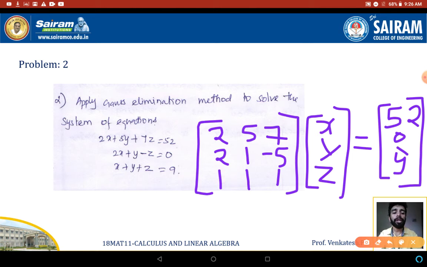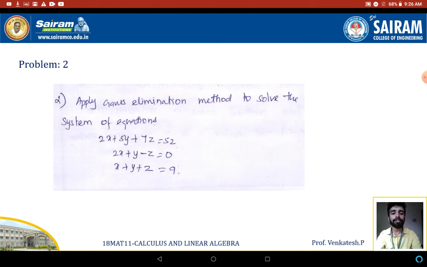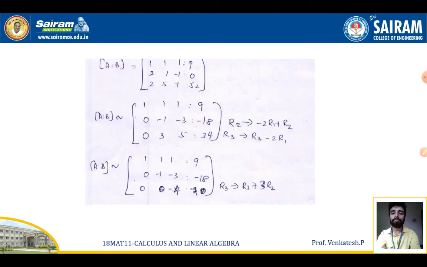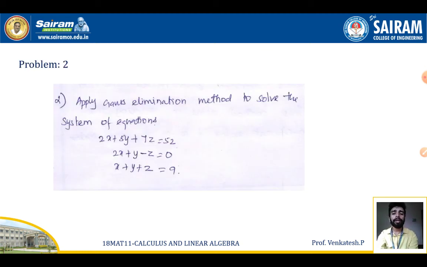Now I want to frame the augmented matrix to get an upper triangular matrix by performing a series of elementary transformations. The augmented matrix will be of the form AB is equal to 1 1 1 9, 2 1 minus 1 0, 2 5 7 52. To perform the elementary row transformation, the first entry of the first row must contain the least value. So here 2 to 1 is the starting value, so I'm interchanging the row R1 with R3 to make the operations simpler.